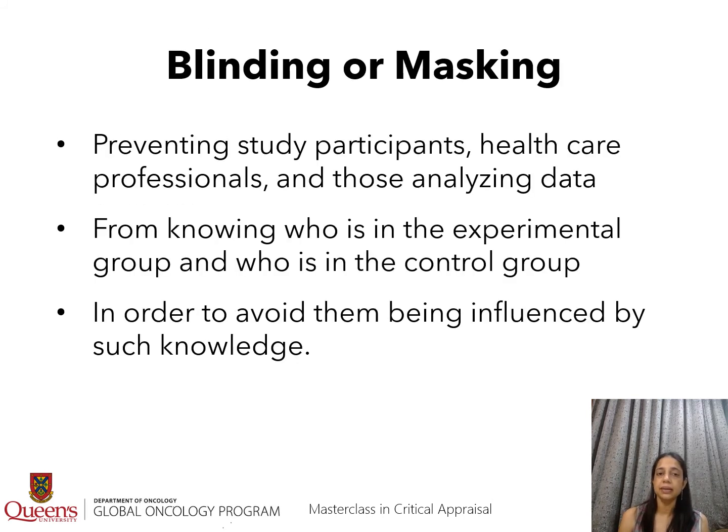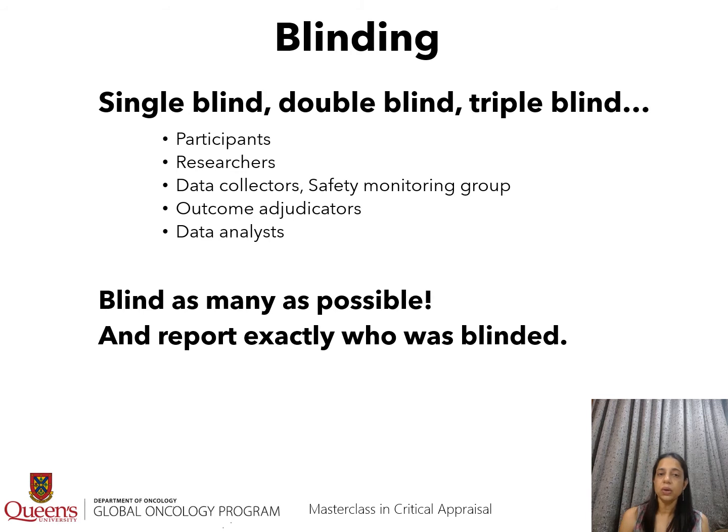So blinding or masking is a method to prevent study participants, healthcare professionals, and those analyzing data from knowing who is in the experimental group and who is in the control group, so that they cannot be influenced by such knowledge. We do talk about single blind, double blind, and triple blind studies. Remember that almost everybody who is part of the research team can be blinded, and this includes participants, researchers, data collectors, outcome adjudicators, and data analysts. Blind as many people as possible, and rather than using these terms, report exactly who was blinded.